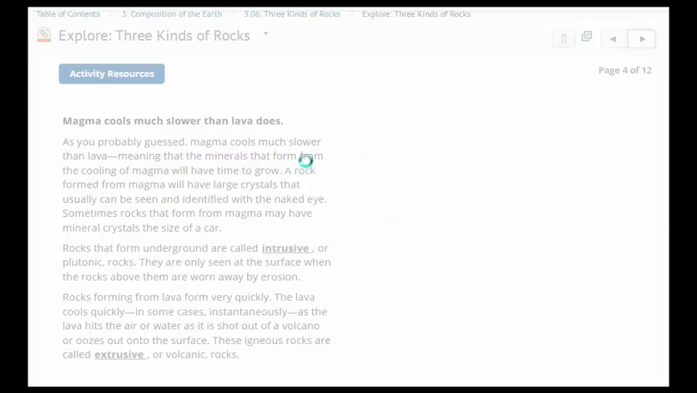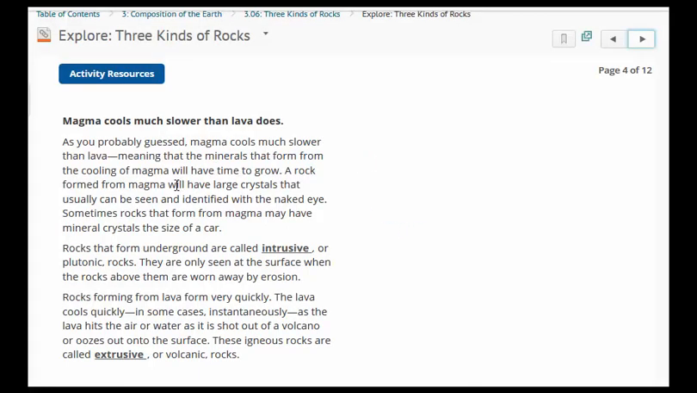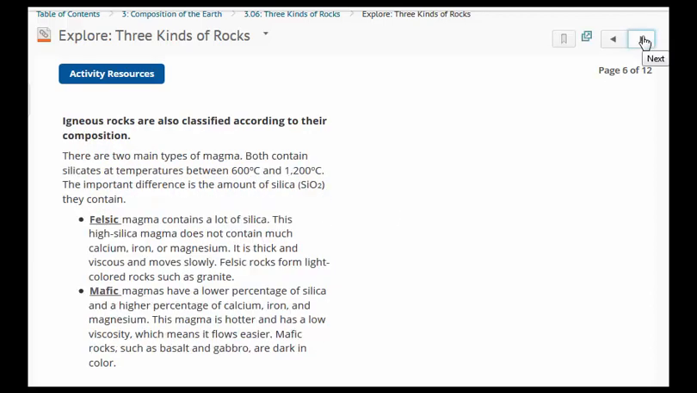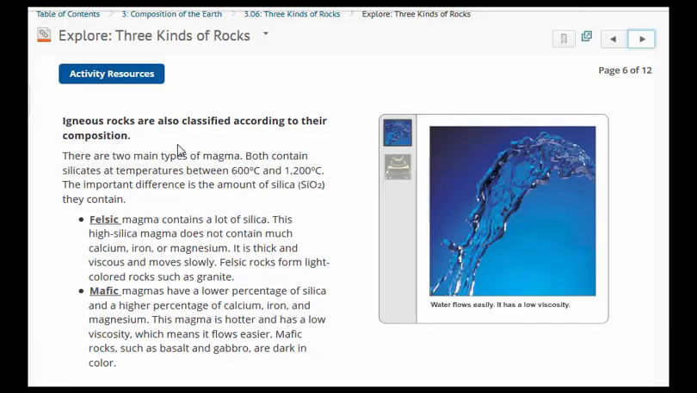And as it says, rocks formed from magma that would be under the earth have the larger crystals. Those formed from lava on top of the earth have smaller crystals. So looking at the crystal size will tell you which kind of igneous rock you have. You also might note that there's 2 kinds of magma, felsic or mafic. Depends on the composition.